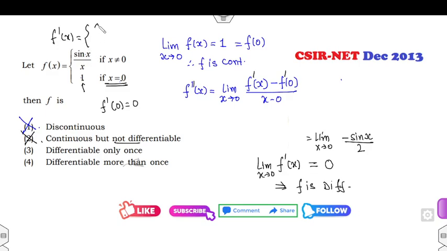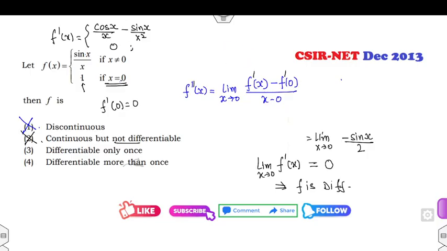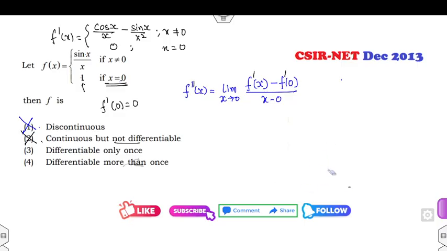It will be cos x over x minus sin x over x square, and 0 otherwise. Fine. This is for x non-zero and this is for 0. Now I can substitute this value again. In this case, we will see whether this limit exists or not. Limit x approaches 0 of f dash x, this is cos x over x minus sin x over x square. I can take the LCM, it is x into x square. f dash 0 is 0, divided by x, it is x cube.